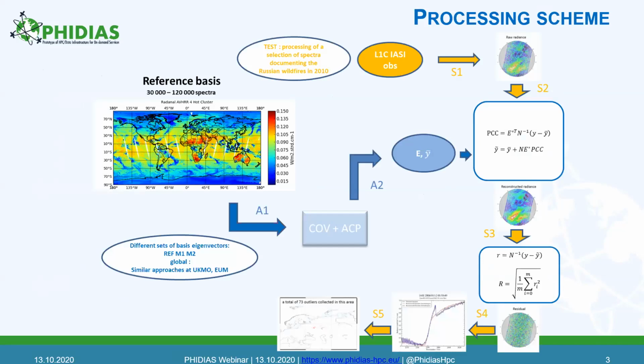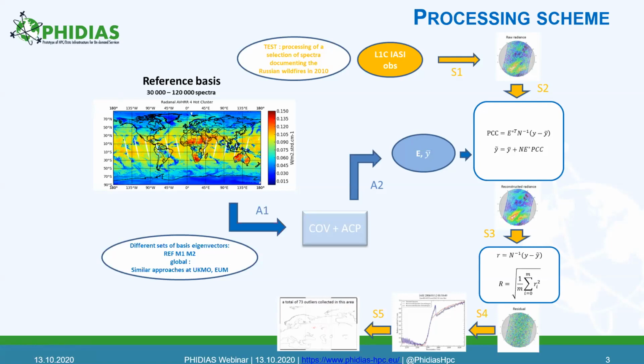I will start with the processing scheme of the principal component analysis method we chose. That is the global workflow. Don't worry. In yellow and orange, you have the steps of the processing. In blue, you have what you need before you start. To operate principal component analysis, you need a reference basis. You need the basis of eigenvalues. For that, you need to pick up a large number of spectra, about 100,000 spectra.